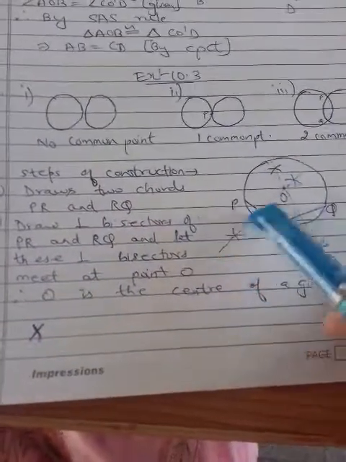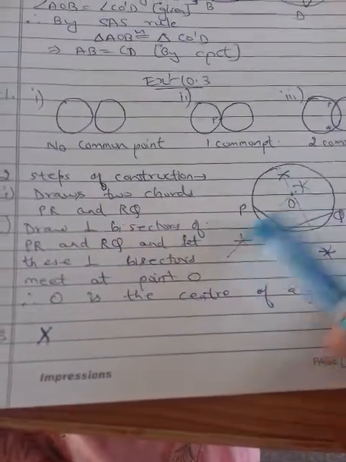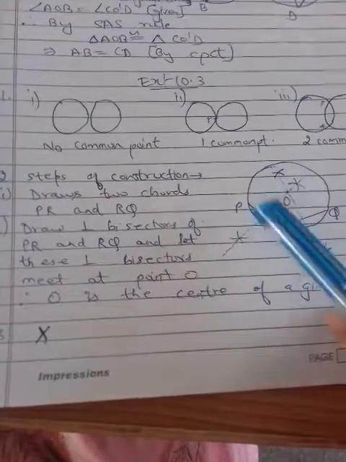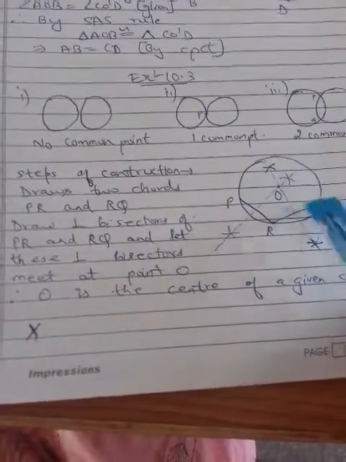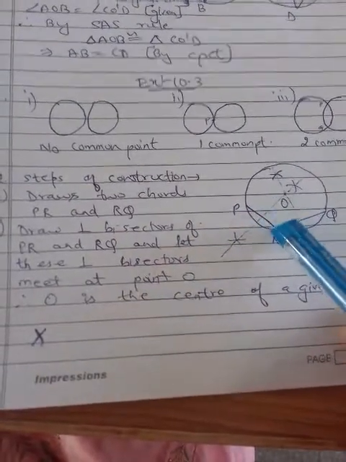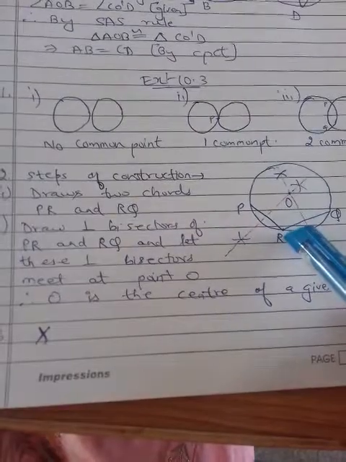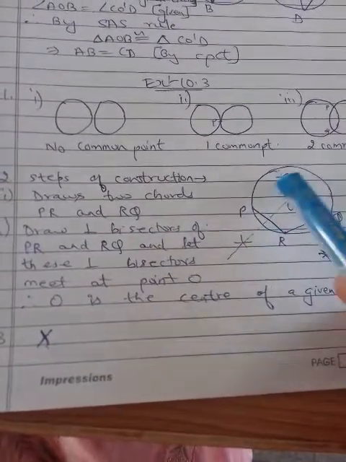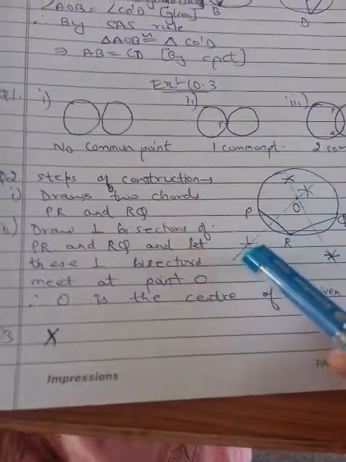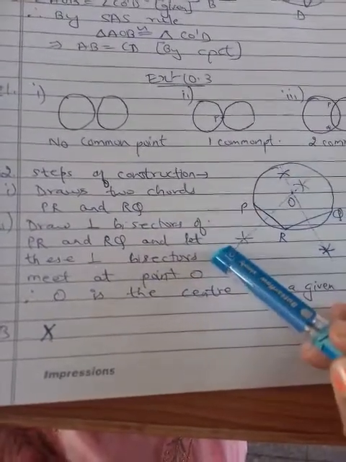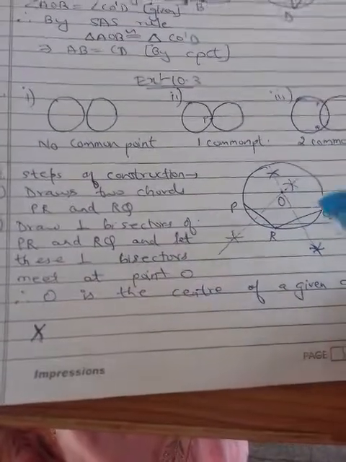Perpendicular bisector is known to you, as in previous classes you have done. You have to draw perpendicular bisectors of PR and RQ. How can you do it? Open the compass more than half the length of this PR and mark arcs below and above and join them with the help of a scale, right?